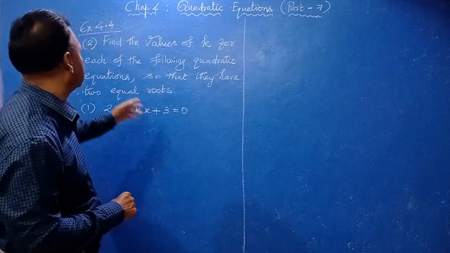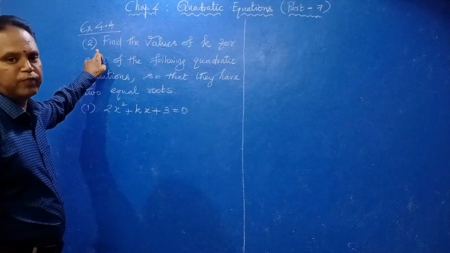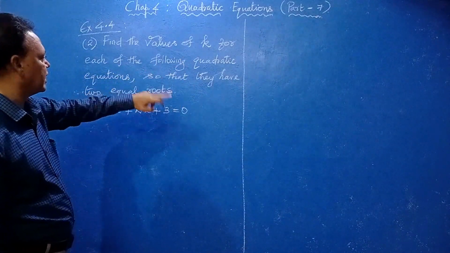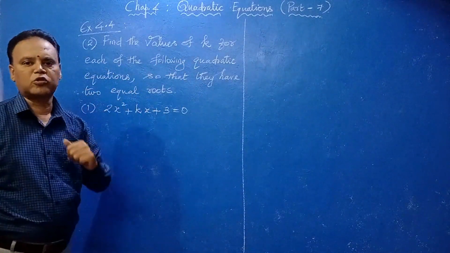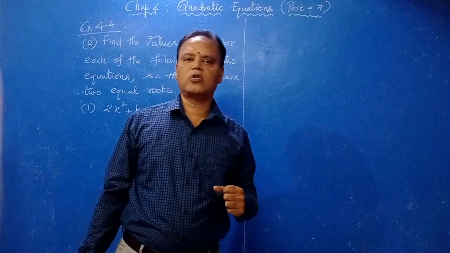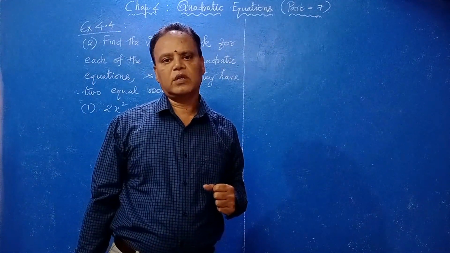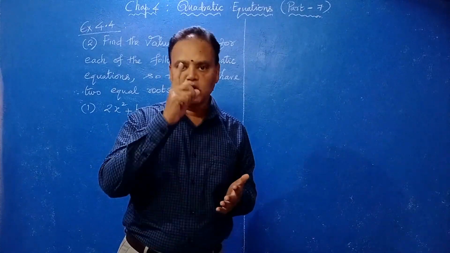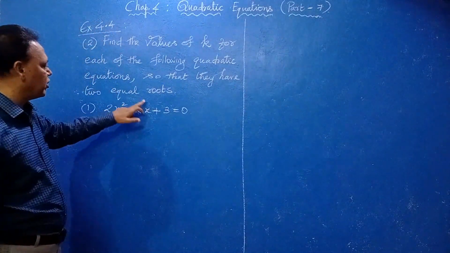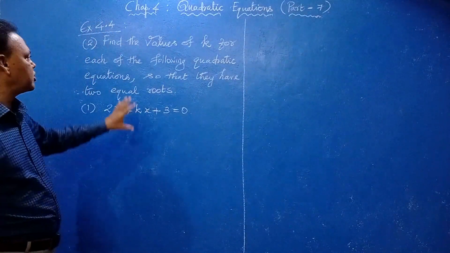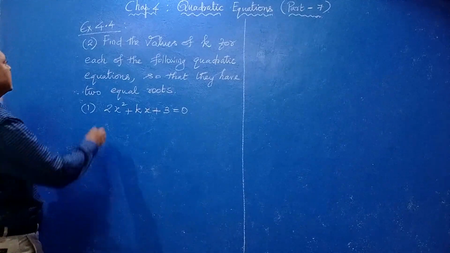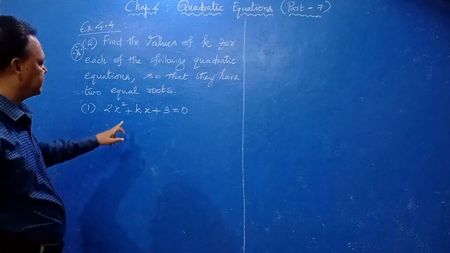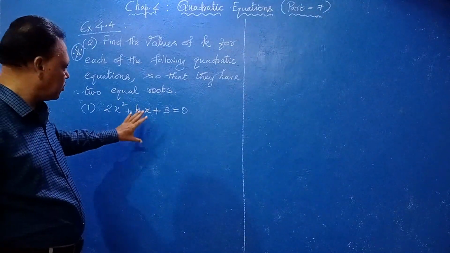Now you see the exercise 4.4 second problem. Find the values of k for each of the following quadratic equations so that they have two equal roots. So what is the condition of equal roots? You see the nature of the roots. The condition of equal roots is D equal to 0. So using that condition, we can easily find out the k value. This type of problem is very important for examination point of view. Okay, so first, as usual, find out D.